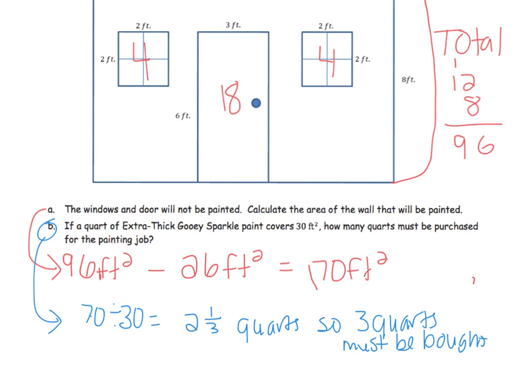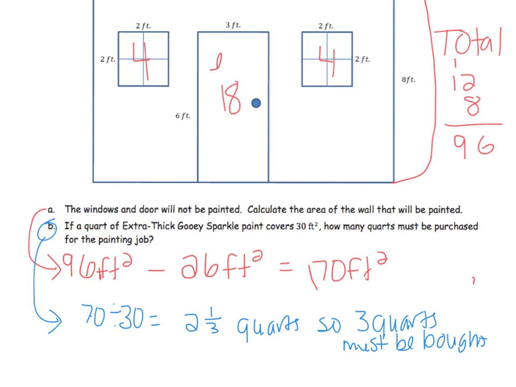Alright, hopefully you actually paused and did the work. What I did was first find the area of each part that needs to be cut out. So 2 feet by 2 feet would be 4, 2 feet by 2 feet would be 4 square feet. And then I have a 6 foot by 3 foot area, so 6 times 3 is 18.